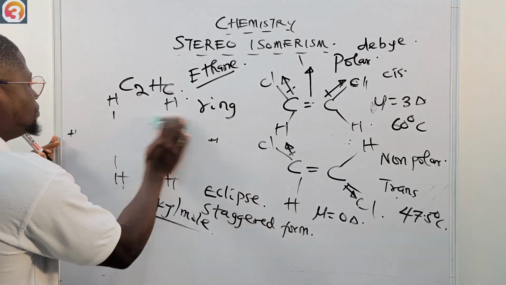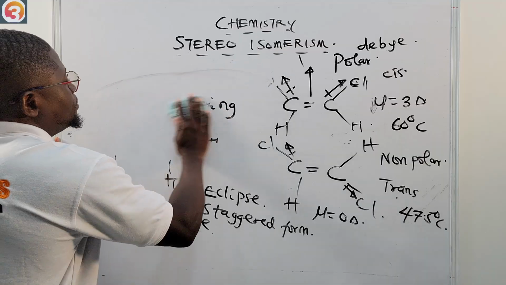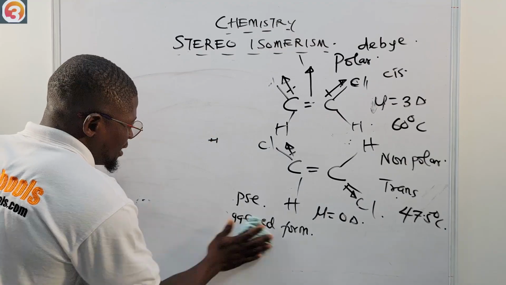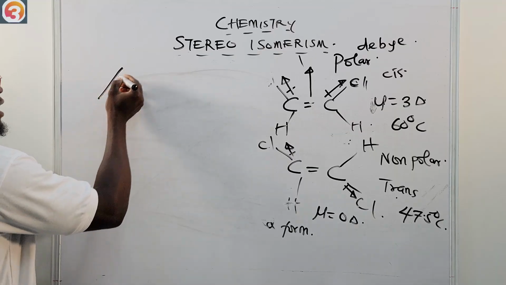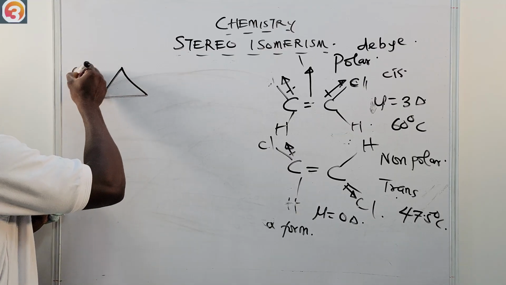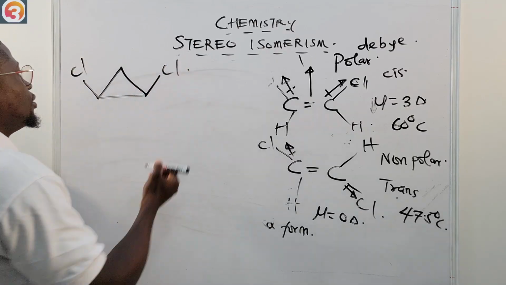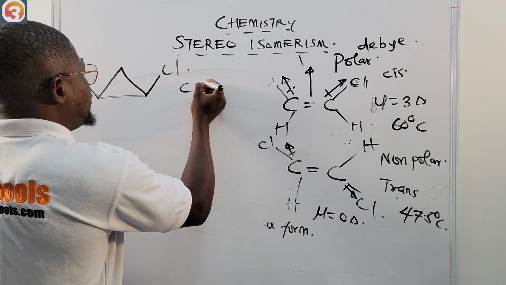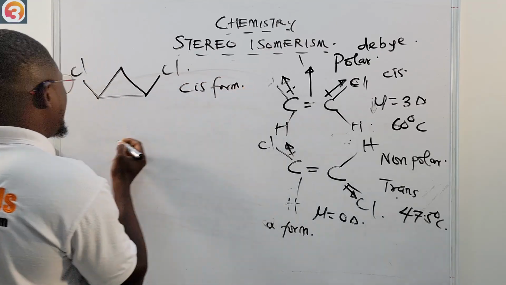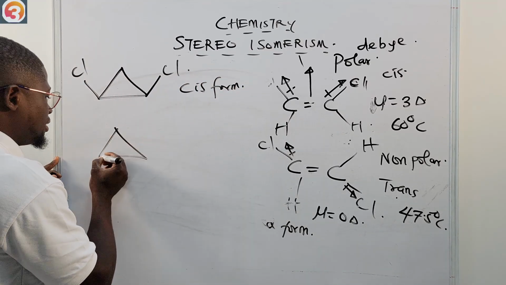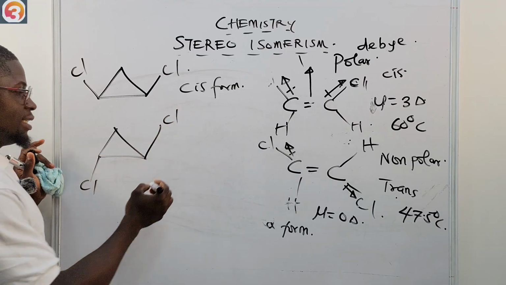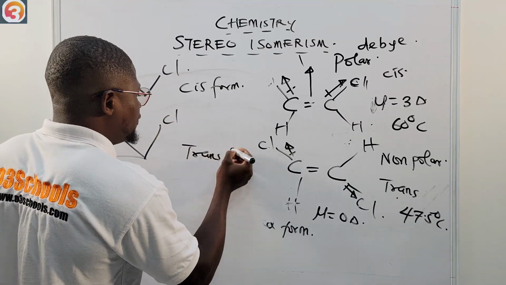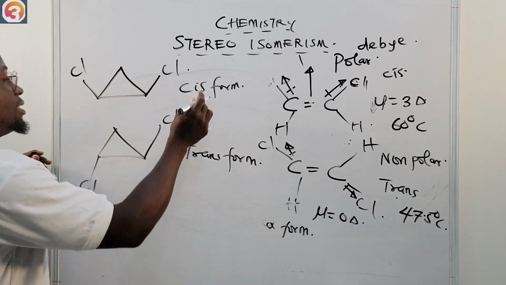Let me show you an example. You can show cis and trans isomerism like this. This is chlorine, this is chlorine. This is the cis form. Then we can also have something like this coming down. This is chlorine, this is chlorine. This is the trans form.